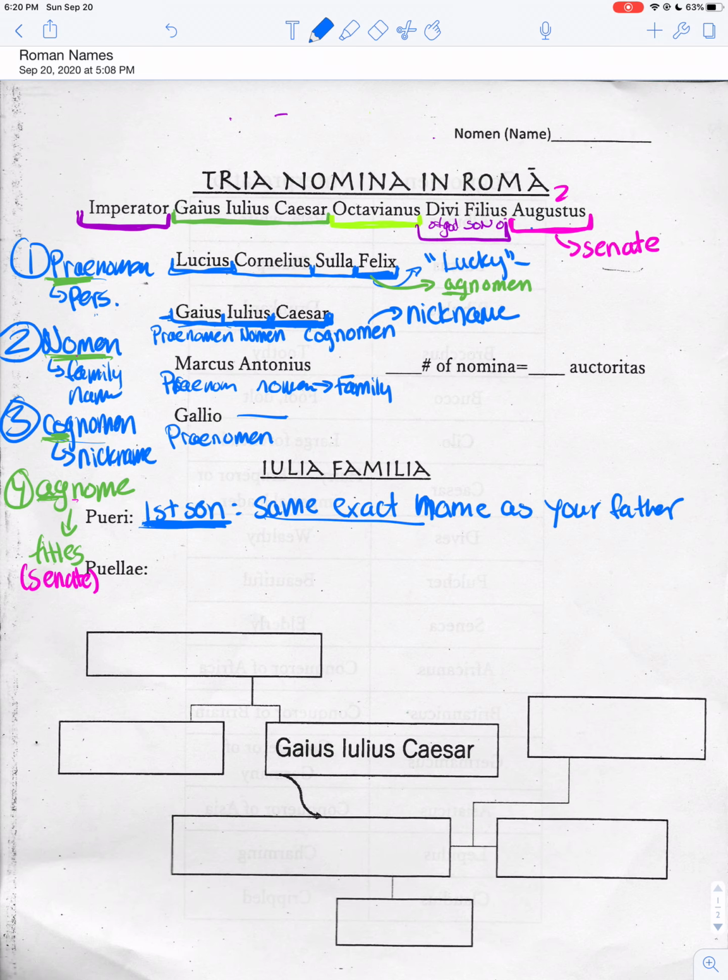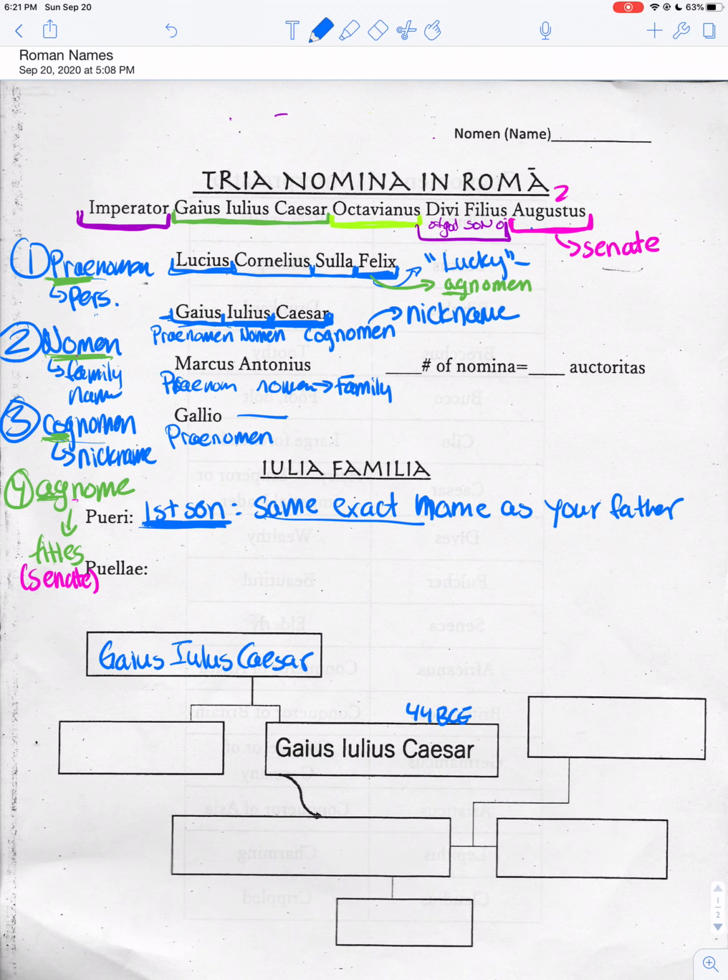So we know each part of the name. We know first sons have the same exact name as their father. So if we have Gaius Julius Caesar, this is the Julia family tree, at least part of it. The Julia family was extensive. So Julius Caesar, who lived until 44 BCE, was the first son from his father. So if he was the first son, then what was his father's name? Gaius Julius Caesar. So they had this nickname way back before Julius Caesar did, but it was passed down.